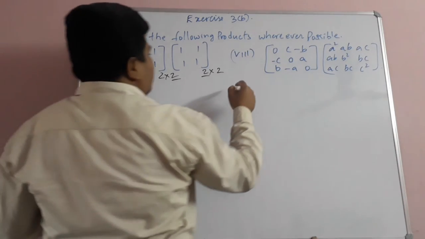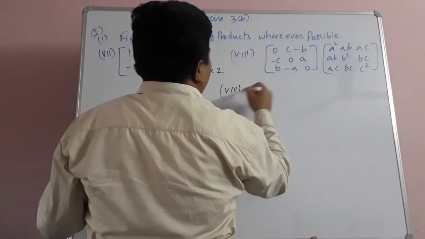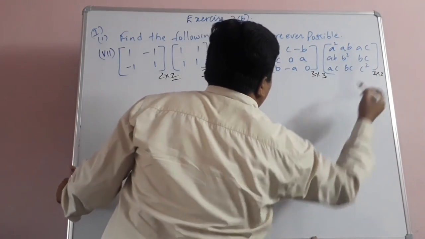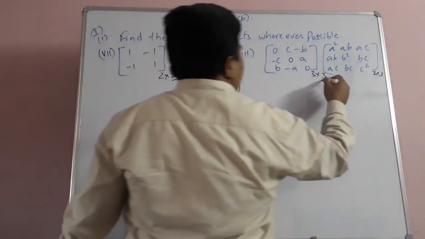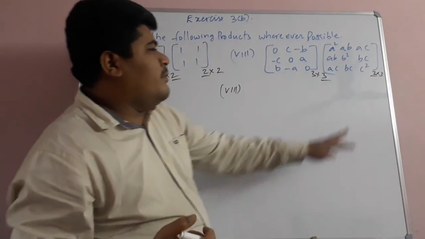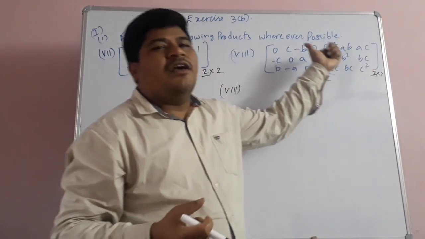And let's see the 8th problem, children. Both are 3 by 3 matrices. The result will compulsorily be a 3 by 3 matrix only. So the number of columns is 3 and the number of rows is 3, which means the number of columns in the first matrix is equal to the number of rows in the second matrix. So multiplication is possible, children.